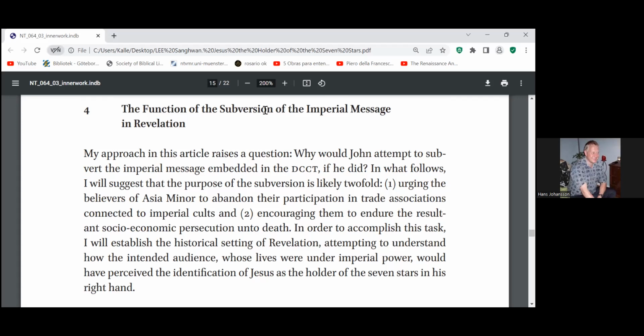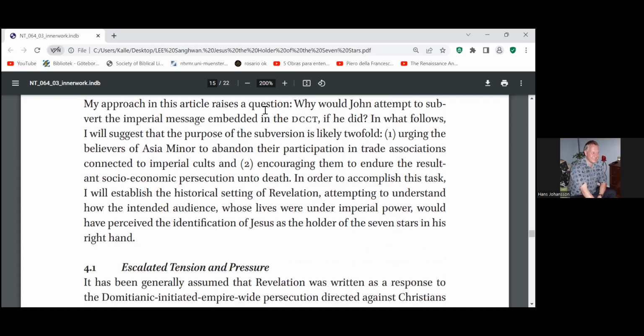The function of subversion of the imperial message in Revelation. My approach in this article raises a question. Why would John attempt to subvert the imperial message embedded in the DCCT if he did?